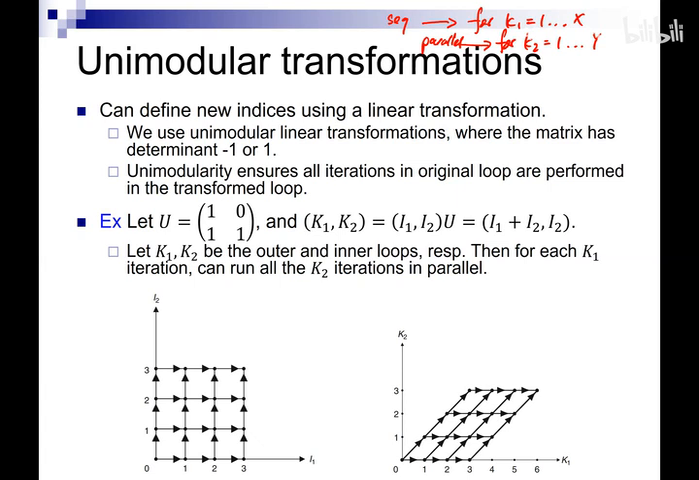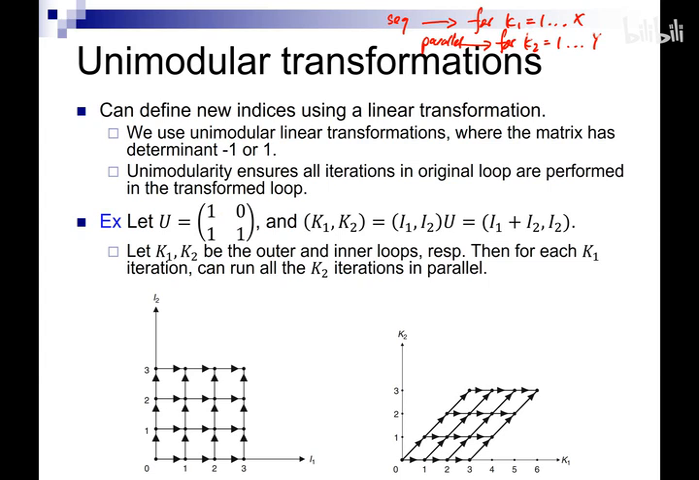Okay, so now we're going to use a unimodular transformation to represent this loop skewing. The matrix we're going to use is this matrix U over here. This is a unimodular matrix because it's lower triangular, and the determinant is just the product of all of these diagonal values.